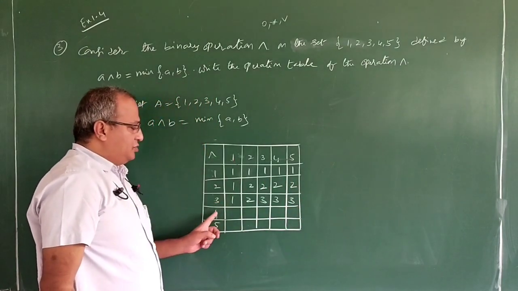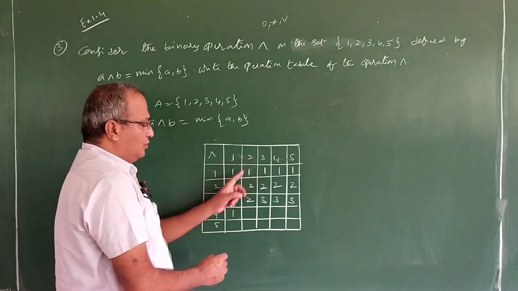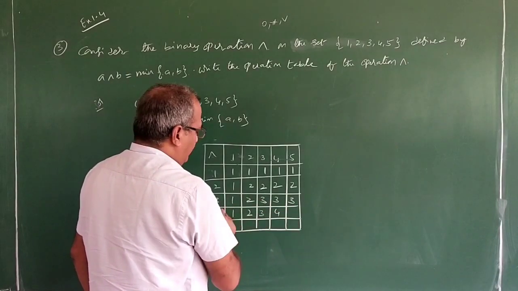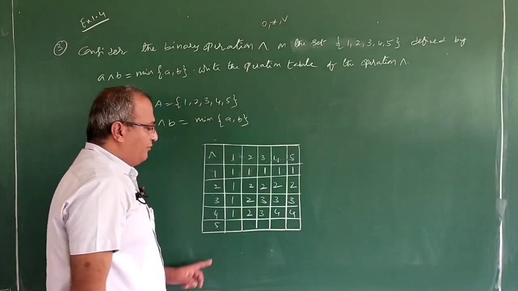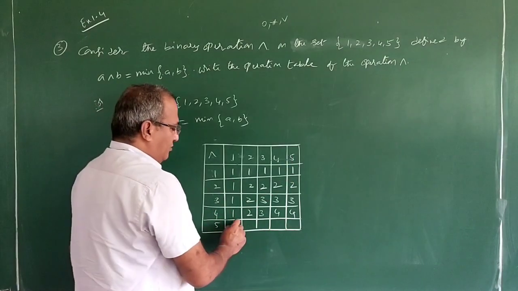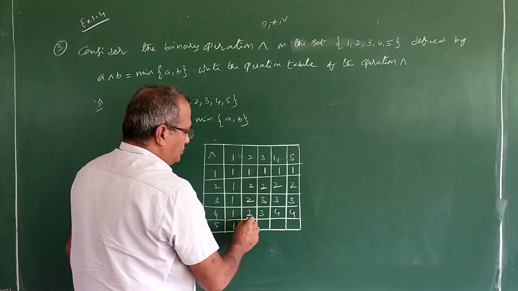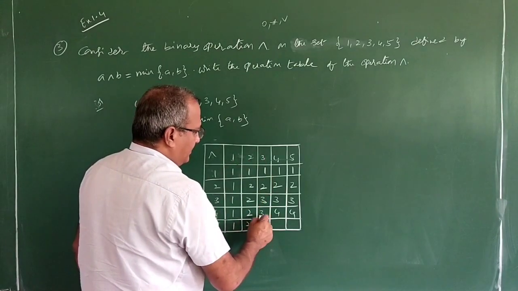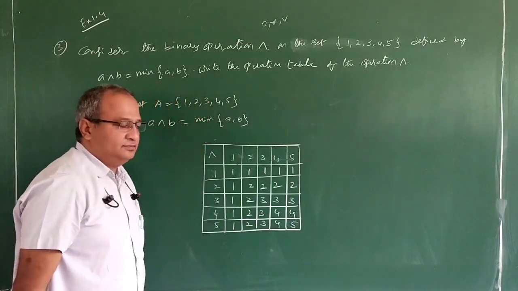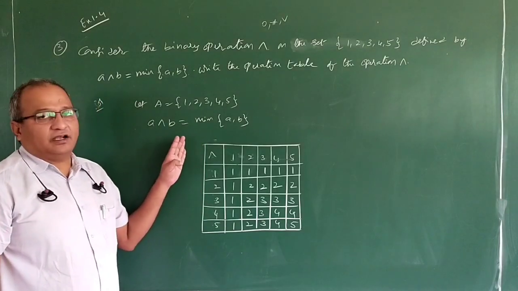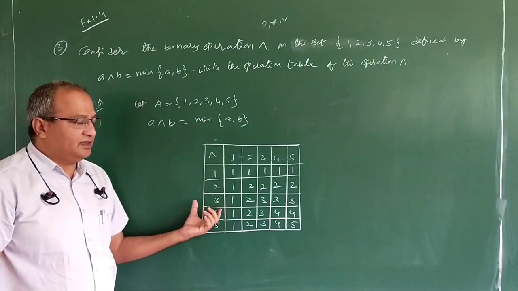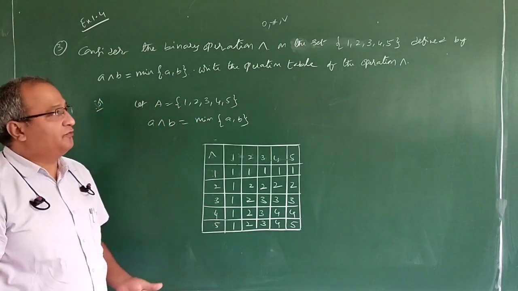4 cap 1. In these two the minimum is 1. 4 cap 2. In this one the minimum is 2. 4 cap 3 is 3, 4 cap 4 is 4, 4 cap 5 is 4, because in these two the minimum value is this one. When it comes to 5 cap 1, the minimum is 1, then 2, 3, 4, and 5 comma 5 is 5. So this is the operation table that they are asking us to write. Now we have written the operation table. Next we will go to the fourth problem.